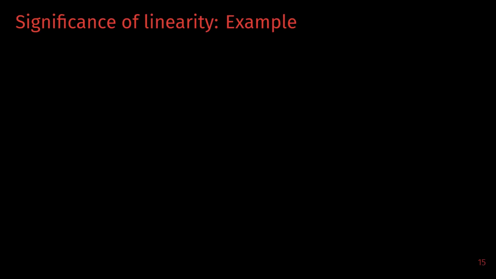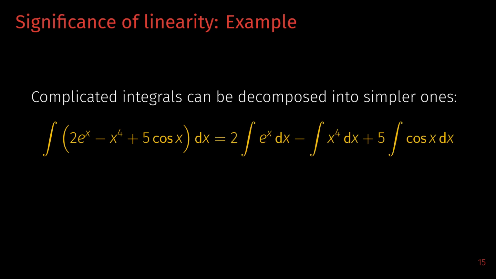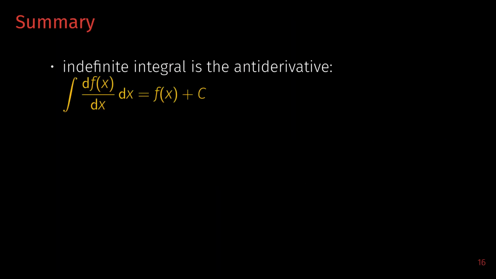The reason this is important is because it means that complicated integrals can be decomposed into simpler integrals for which we know the expressions. For example, if we integrate 2 times e to the x minus x to the 4 plus 5 cosine of x, we can express this as 2 times the integral of e to the x minus the integral of x to the 4 plus 5 times the integral of cosine of x. Because we know the expressions for the integrals of e to the x, x to the 4, and cosine of x, we can substitute in those expressions, and we get that this whole thing is equal to 2 times e to the x minus x to the 5 divided by 5 plus 5 sine of x, and we have a constant plus c.